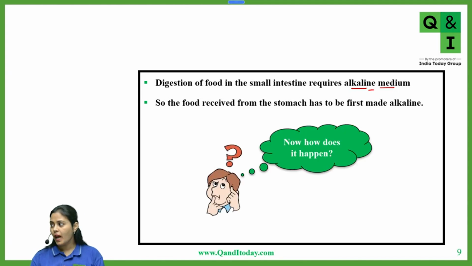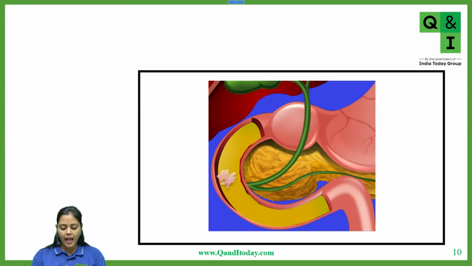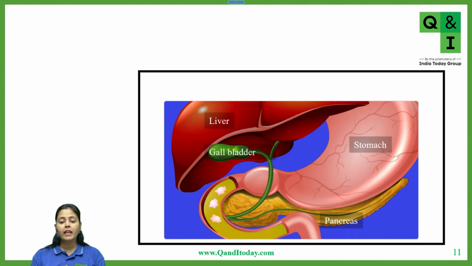Now, how does it happen? How is it being made alkaline? What will happen as the food is entering the duodenum? There are secretions of several glands which are poured into your duodenum. So yes, Ragul, very good. Now what will happen? You can see from here, the liver. Liver and pancreas are the two main glands which are pouring their secretions into the duodenum.